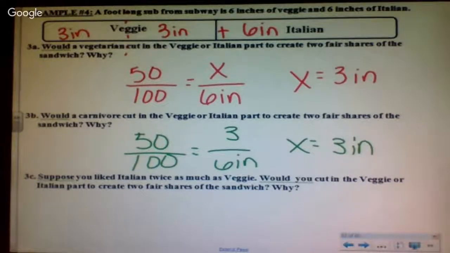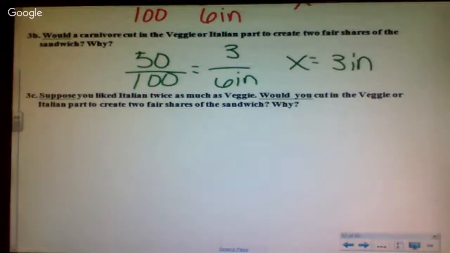Okay, last one. Suppose you like Italian twice as much as veggie. So let's do value fractions. Italian versus veggie. What's my value fraction? 1/3, 2/3. Okay. So Italian is 2/3, veggie is 1/3.